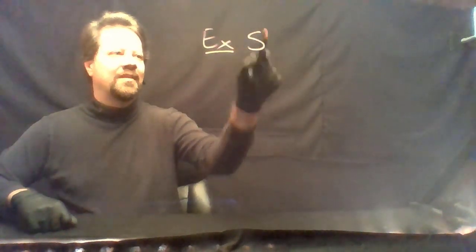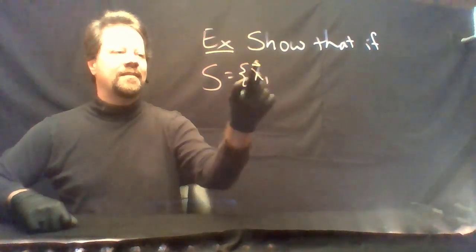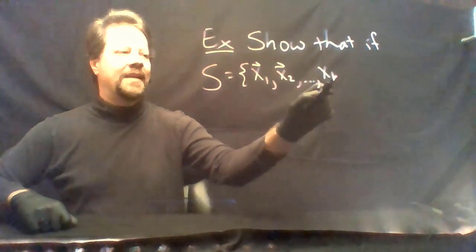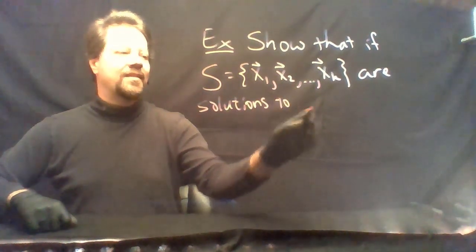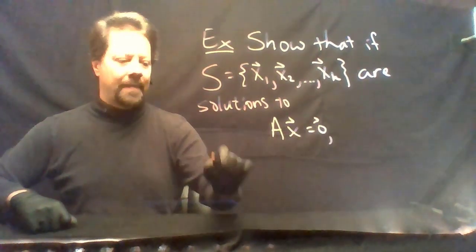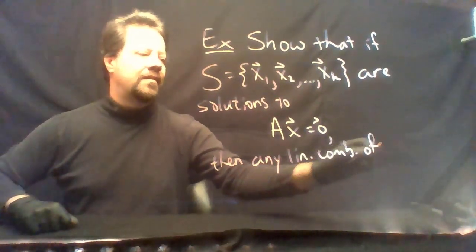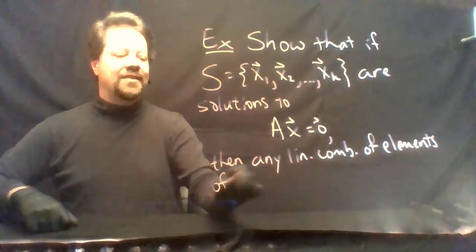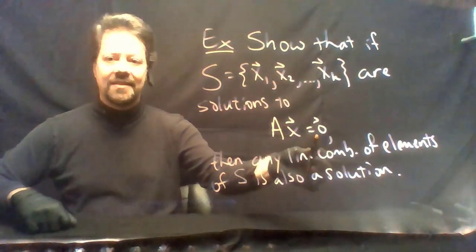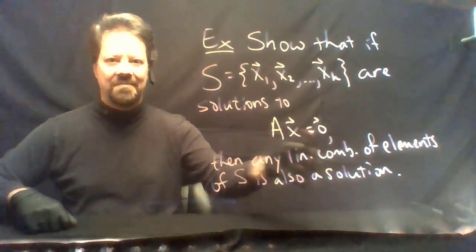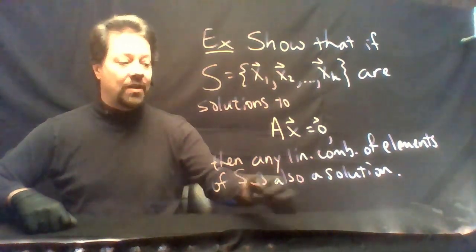In our next example, we're going to show that if the set S consists of x1, x2 through x sub k, and these are solutions to the matrix equation AX = 0, then any linear combination of elements of S is also a solution. Note that this as a linear system is a homogeneous linear system. What we're saying is any linear combination of homogeneous solutions to a linear system will also be a homogeneous solution.